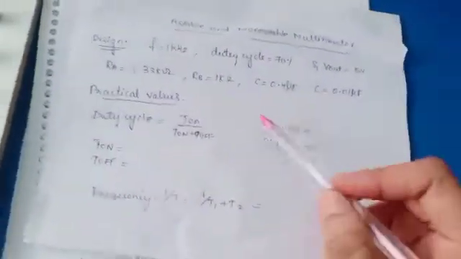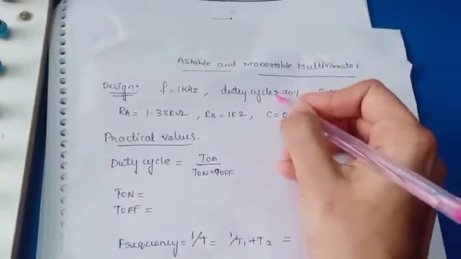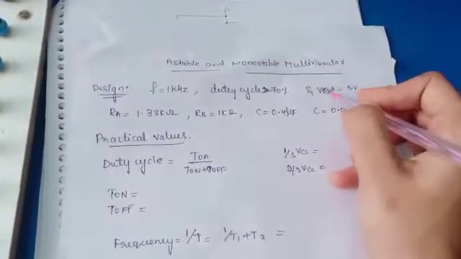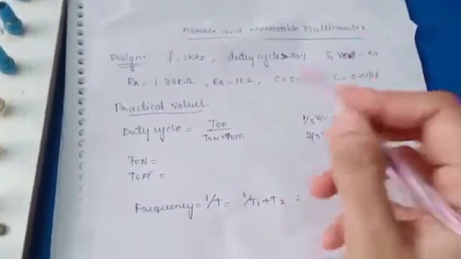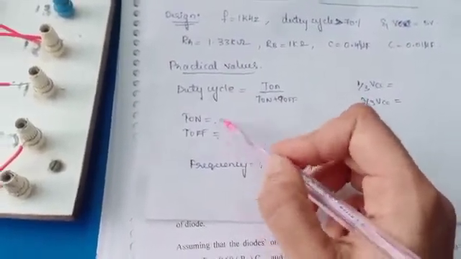So this is a design for a duty cycle which is greater than 70%. VCC we are giving as 5 volts, with the RA, RB, and C values. First we need to check the T on and T off values here. So what do T on and T off mean?